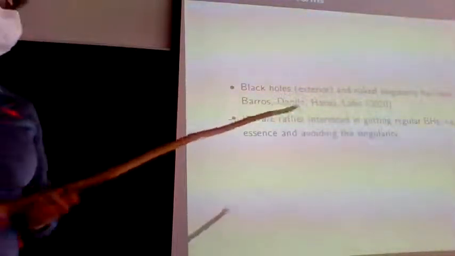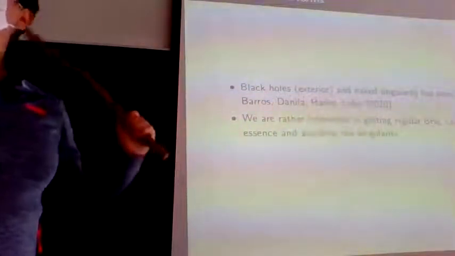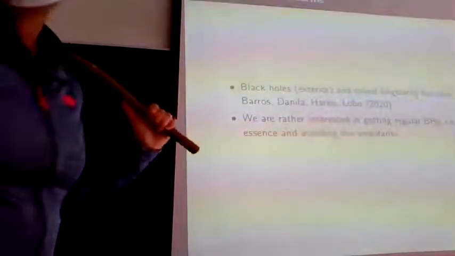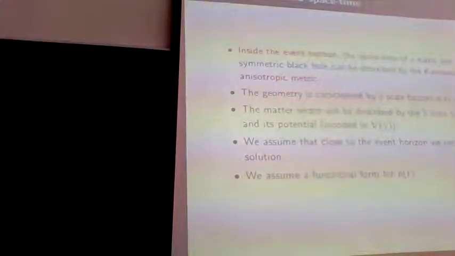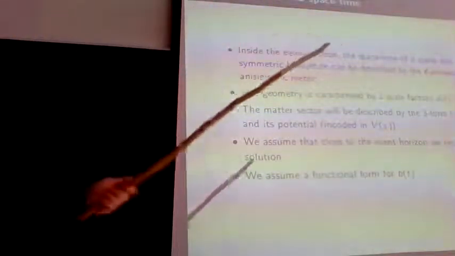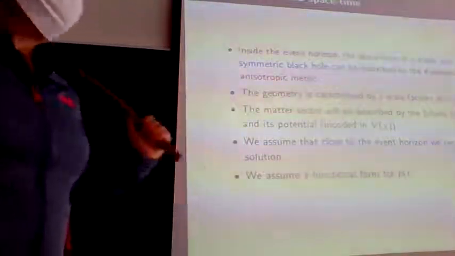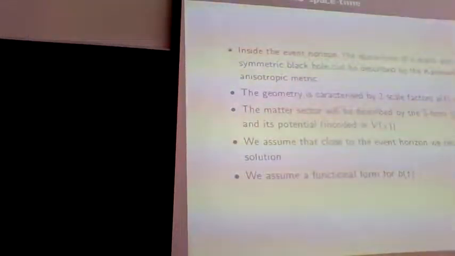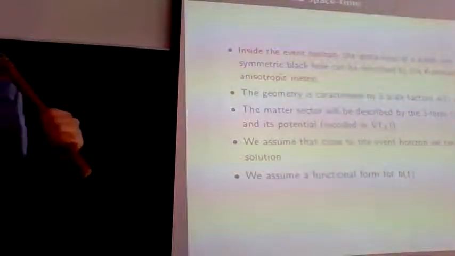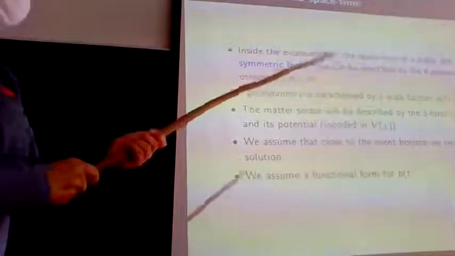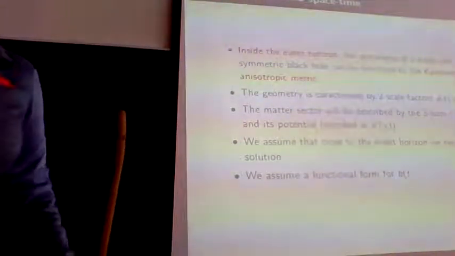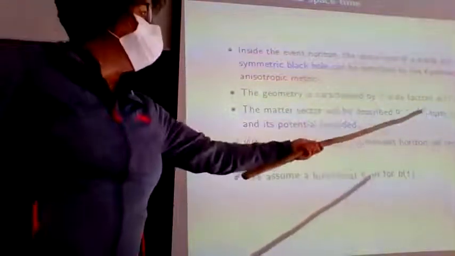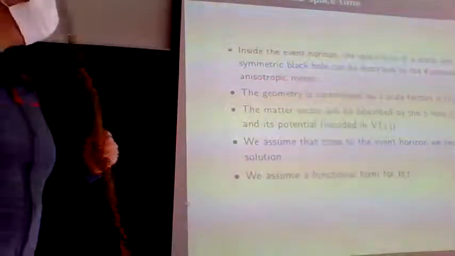So essentially what we were looking for is a regular black hole rather than a black hole properly, because black holes properly we already have in GR in vacuum. If you have a static and spherically symmetric black hole, then it can be described through a Kantowski-Sachs anisotropic metric. So essentially you need two scale factors instead of one, like in the Friedmann-Lemaitre solution. So we'll have two scale factors, A and B, okay? And then we'll have matter content, and the matter content corresponding to a three-form can be encoded in a single variable chi, and then we will have our potential.